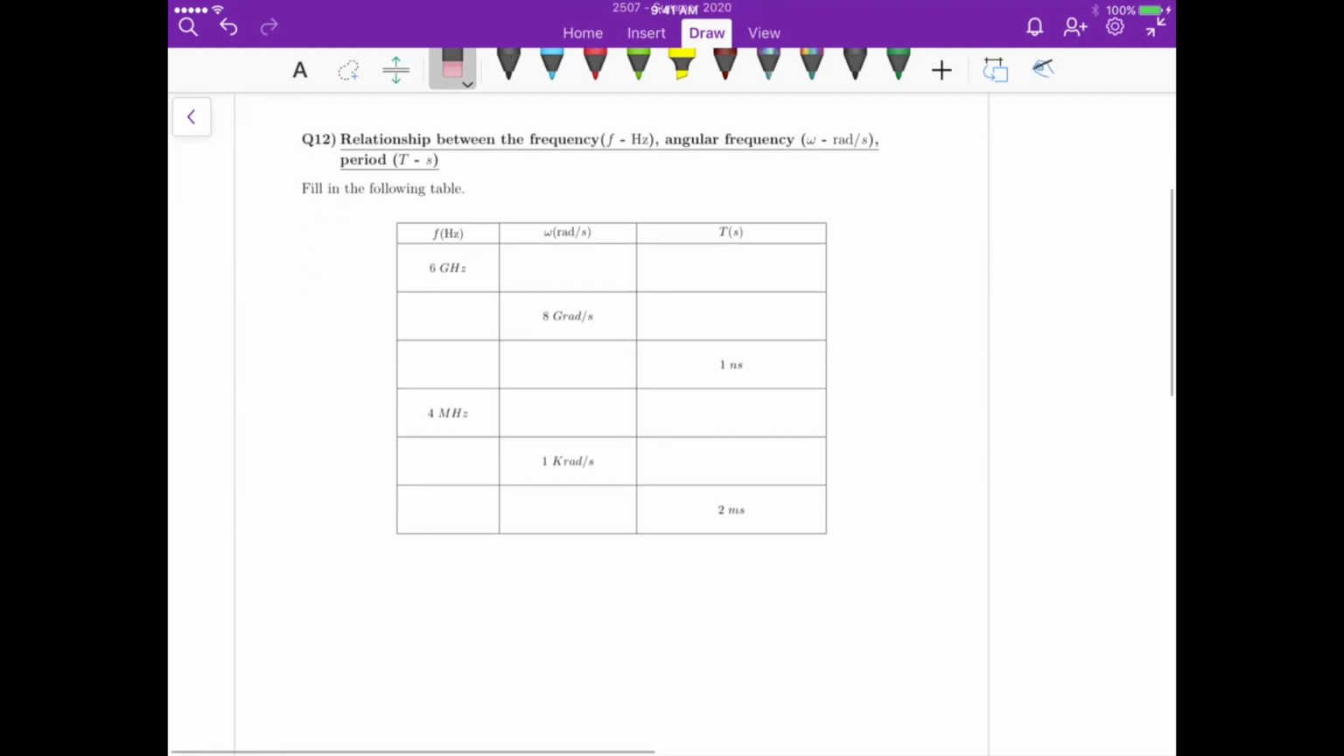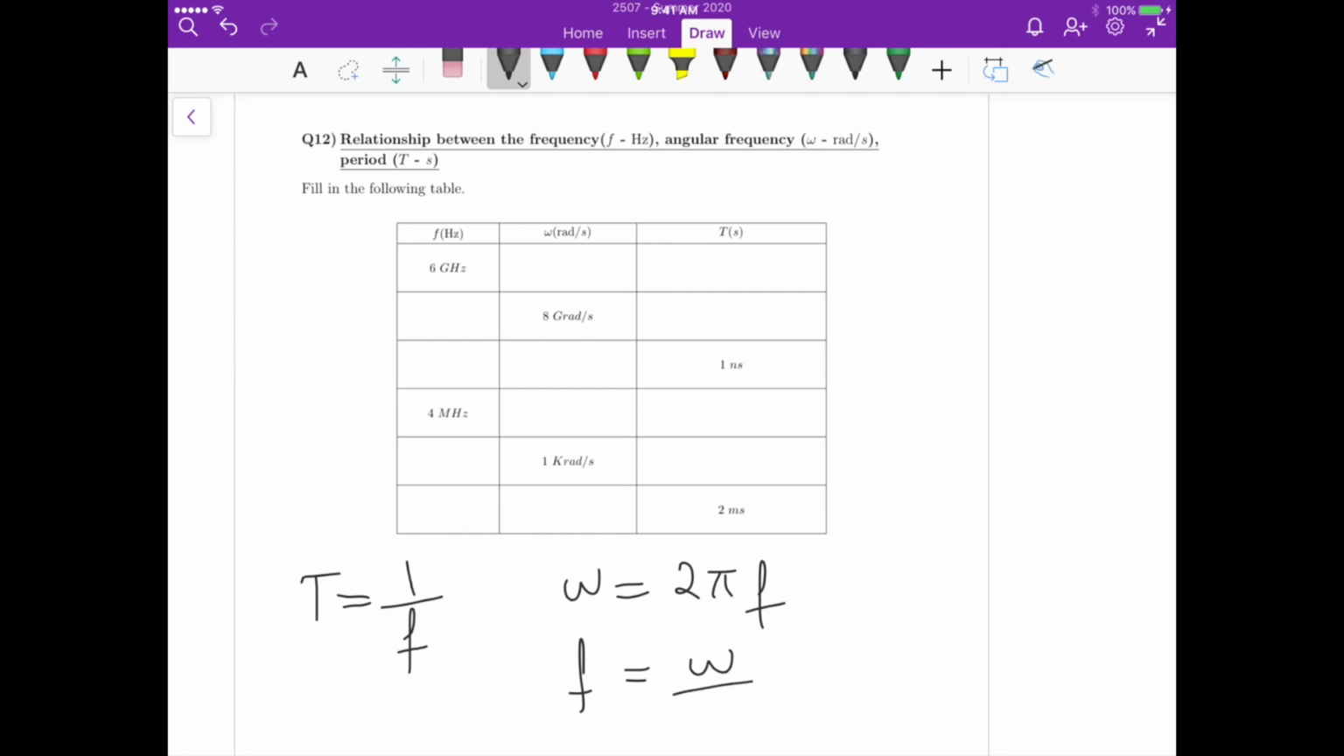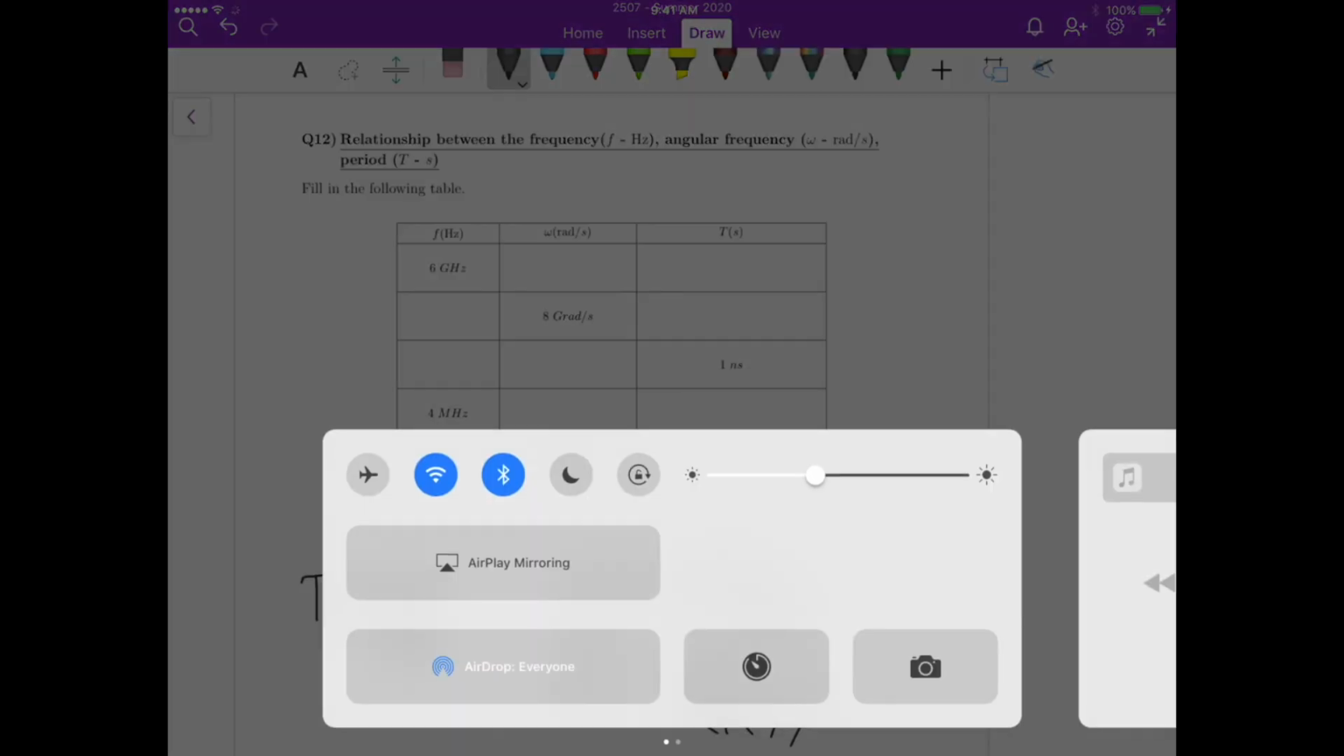If you remember, the period T is equal to 1 over the frequency. And we know that the angular frequency omega is equal to 2 pi f, or that the frequency f is equal to omega divided by 2 pi. So we have those three equations, okay?